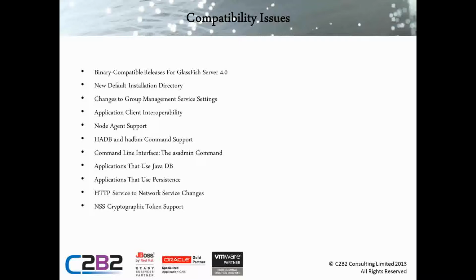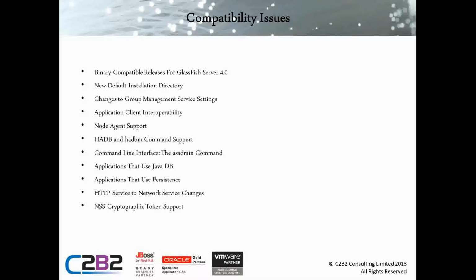GlassFish Server 4 uses EclipseLink, whereas the earlier versions used to use TopLink Essentials. And now the HTTP service and network service configuration changes are maintained in the new configuration file. And last but not least, the NSS cryptographic token support is no longer available.